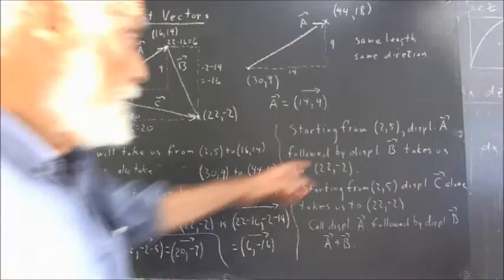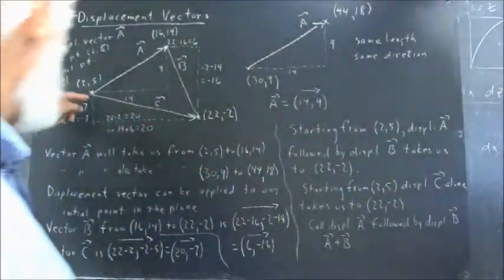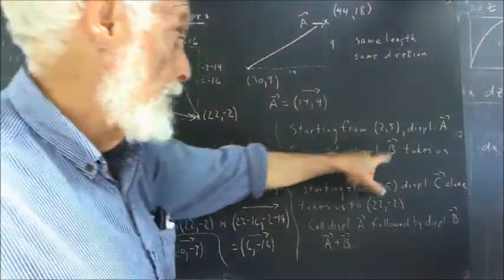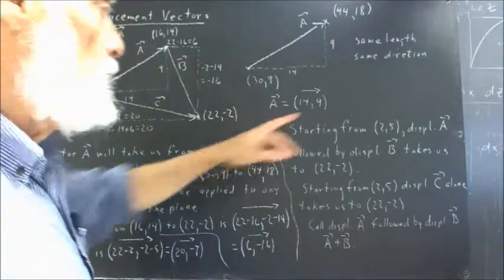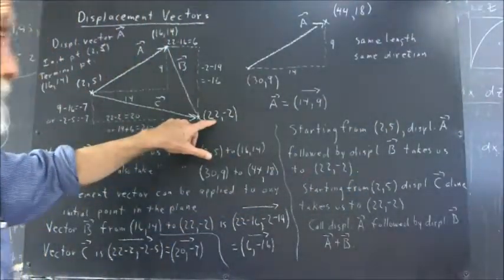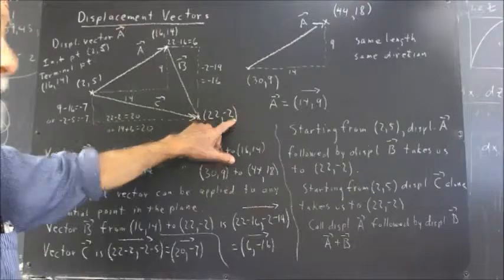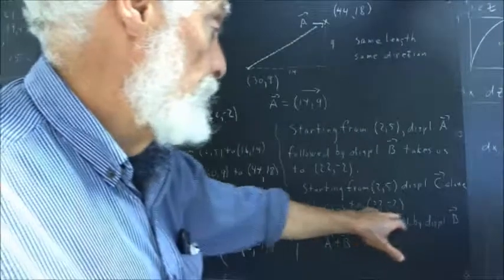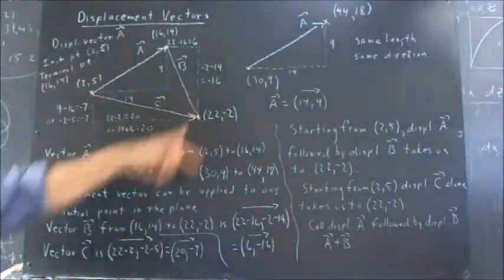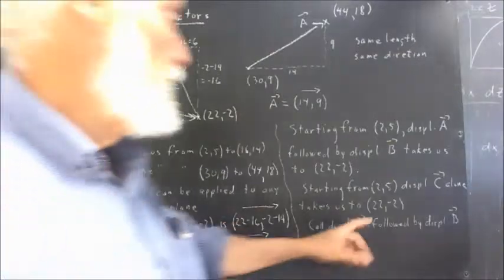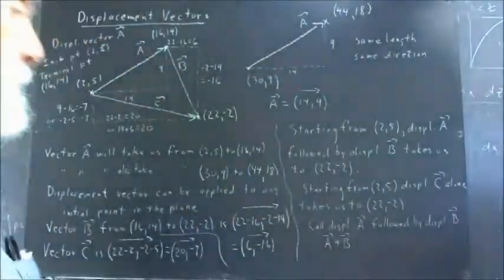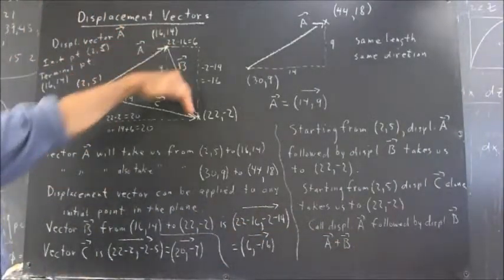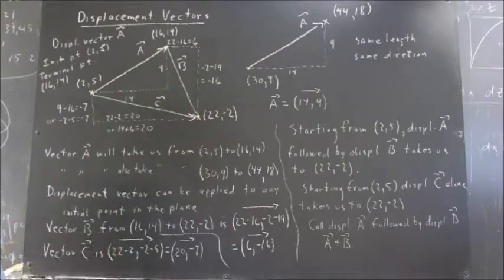Okay, now starting then from 2, 5, our displacement vector A takes us to a point, and then we follow from that point by displacement B, and that combination of displacements takes us to the point 22, negative 2. Now, starting again from 2, 5, displacement C alone takes us to the point 22, negative 2. Now, we're going to call displacement A followed by displacement B, we're going to call that A plus B.